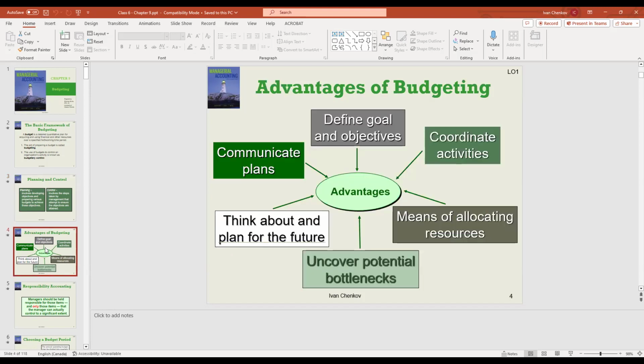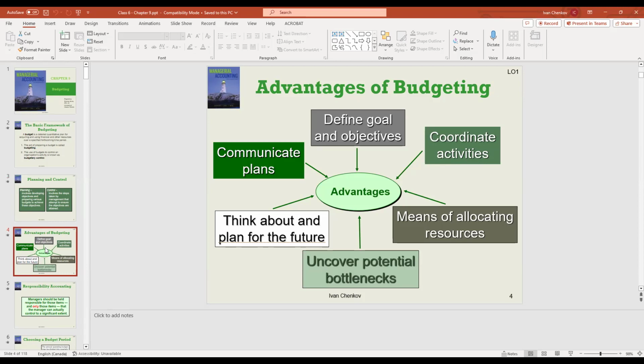Which advantages do we get when we have a budget? When we have a budget, we can actually define the goal and objectives. Now we clearly see what we're going to achieve if we do this. A budget also helps you coordinate activities. What will those activities be? The activities, again, are related to the goal and objectives: what you have to do, and how you have to do it, in order to achieve what you want. It's going to help you understand how you're going to allocate the resources to achieve your goal and your objectives.